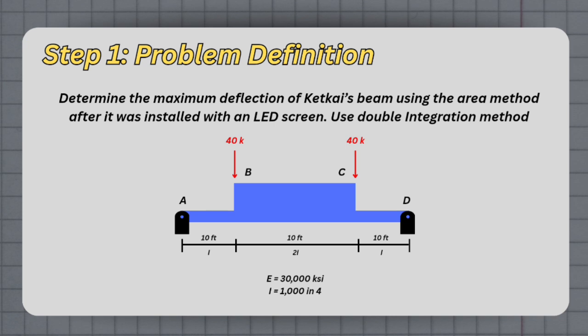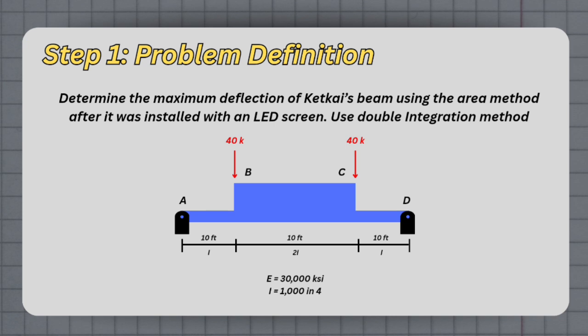The first step is to define the problem. So we must understand that the beam is simply supported at ends A and D. It has a total length of 30 feet equally divided into 3 segments. AB is equal to 10 feet, BC is equal to 10 feet, and CD is equal to 10 feet.